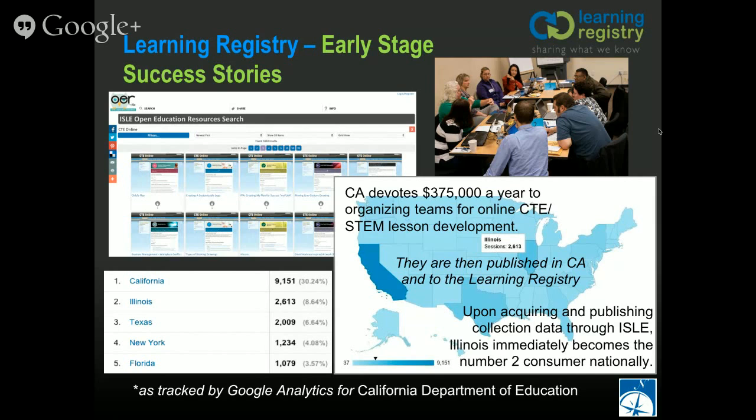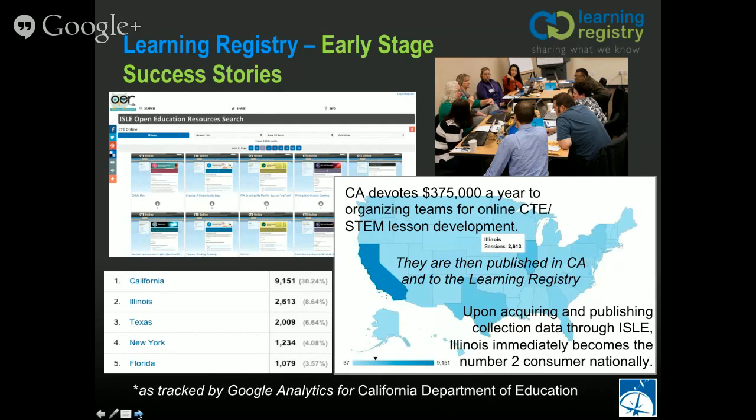And upon acquiring and publishing that data, within California's analytics, Illinois became the number 2 consumer nationally of those materials, where they had typically sat down around numbers 6, 7, or 8 in the year prior to that. And so their consumption rates for those materials as tracked by California escalated significantly once they acquired that data and integrated it into their own system for Illinois educators to access and use.